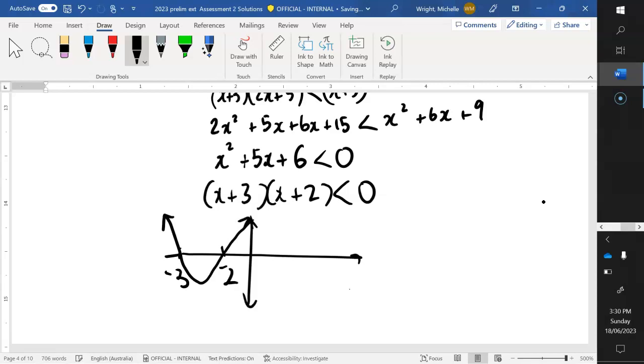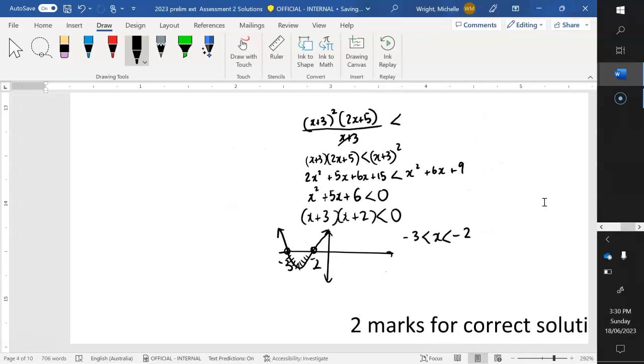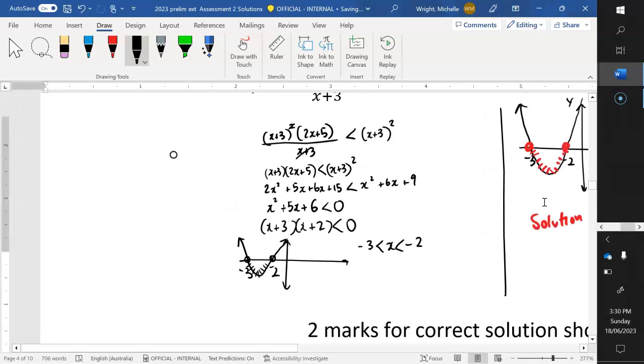So our solutions are going to be less than 0. So those points there are going to be open, and we want the value that's down below the x-axis. So our final solution is going to be between minus 3 and minus 2. Now that's the solution if you're going to work that out algebraically.